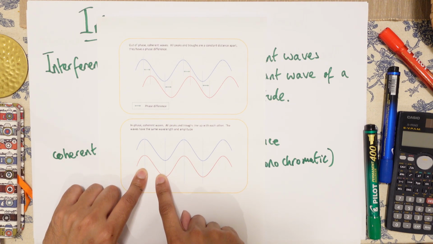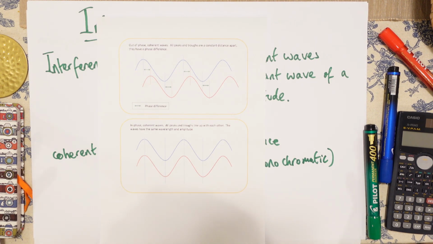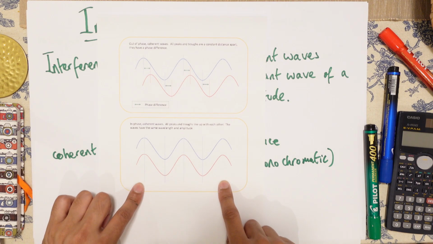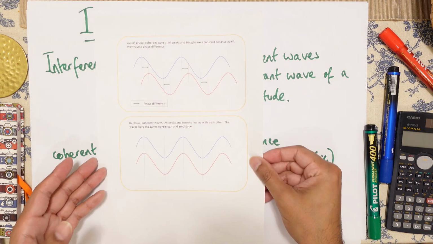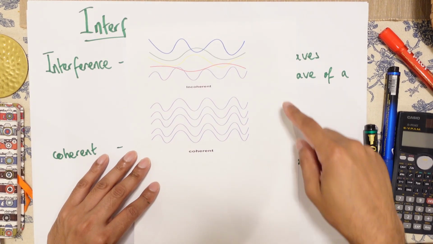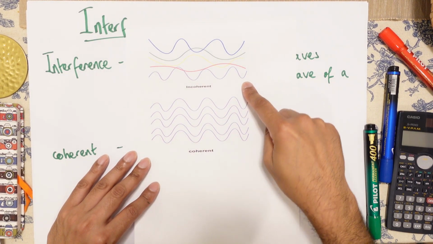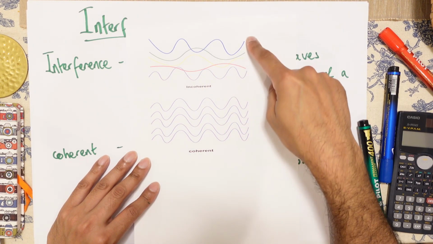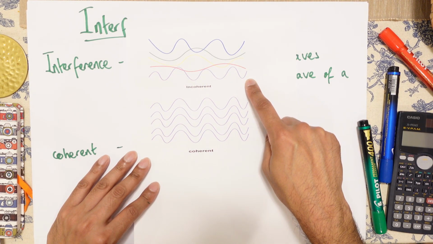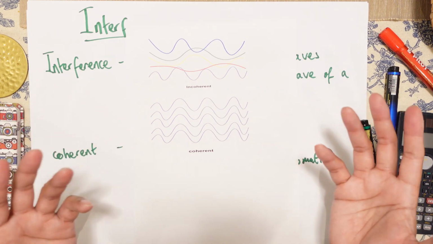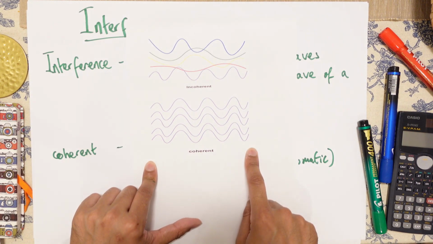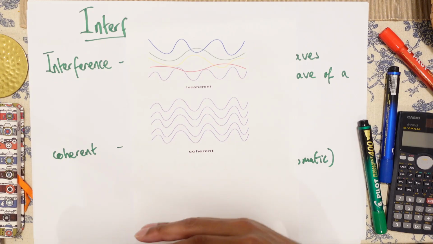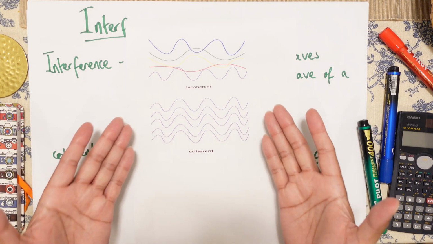These waves are perfectly in line, so these are perfectly lined up, and as you can see they're the same frequency, same wavelength, everything like that. These waves are not coherent, so as you can see the frequency is different on all of these different waves here, and they're not all in phase either. These ones are coherent, so you've got the same frequency and they're in the same phase as well.